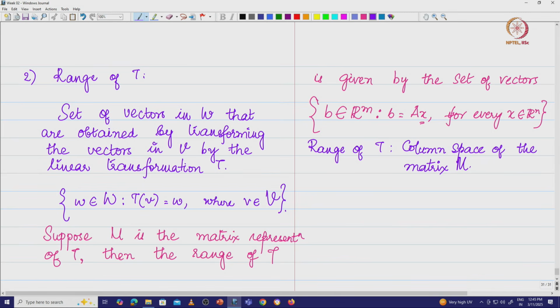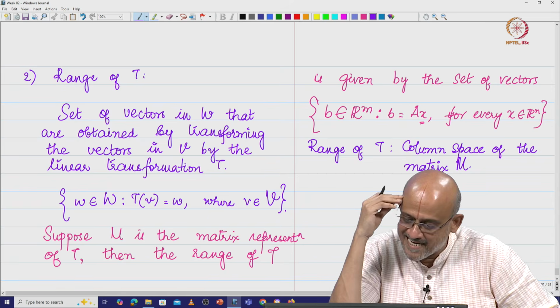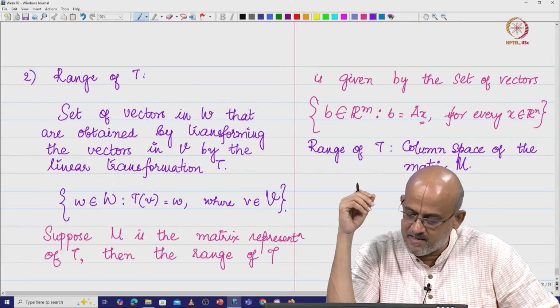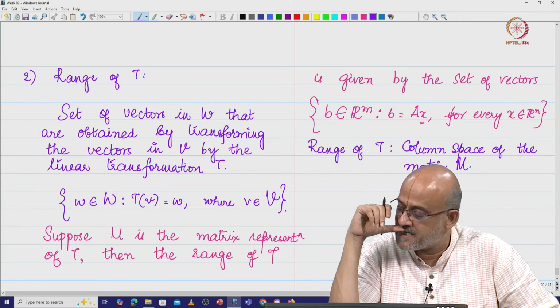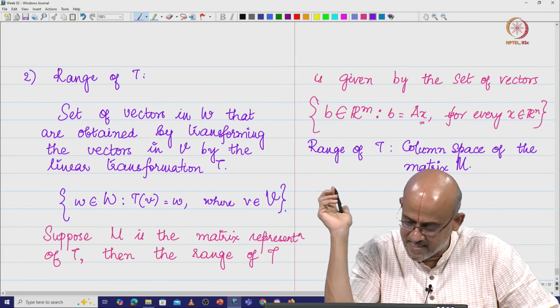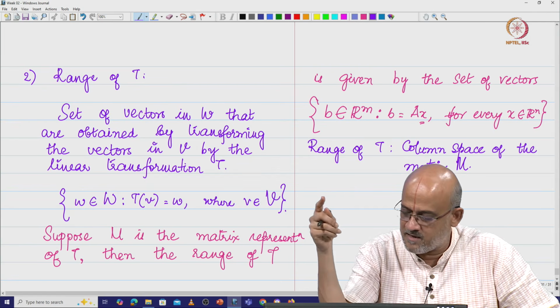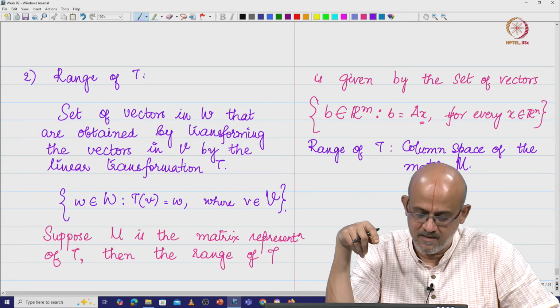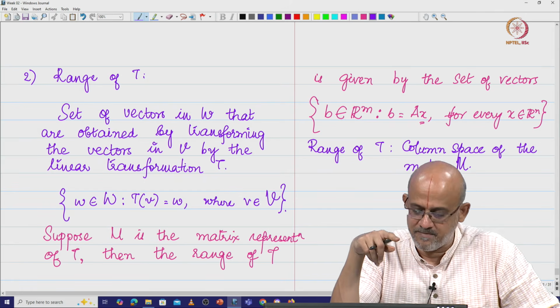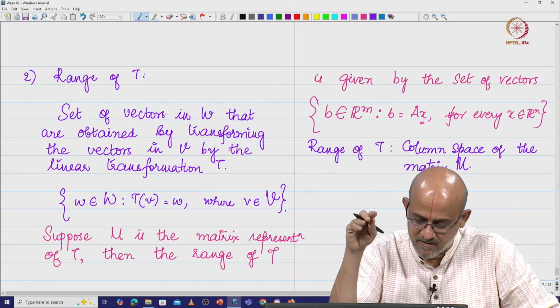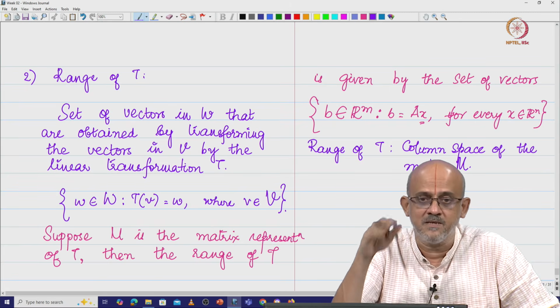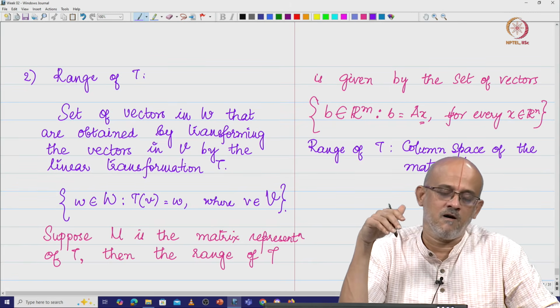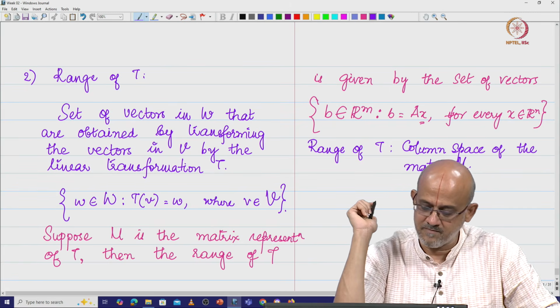And we already know that the dimension of the null space of the matrix is called the nullity, and the dimension of the column space of the matrix is called the rank of the matrix M, which is associated with the linear transformation T. The nullity is basically the dimension of the null space of the matrix M, where M is the matrix representation of the transformation T.